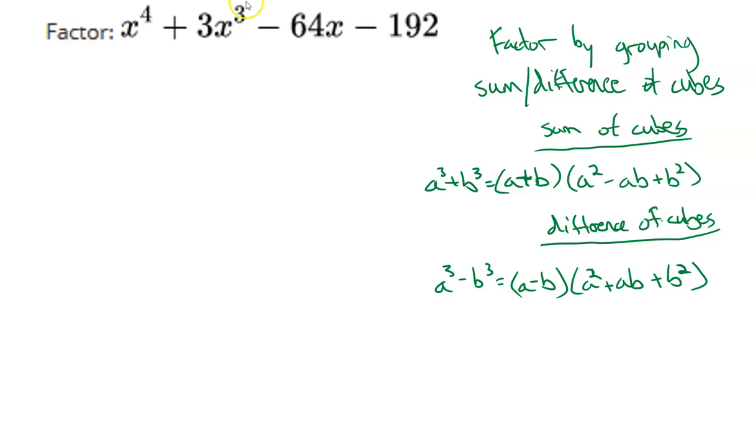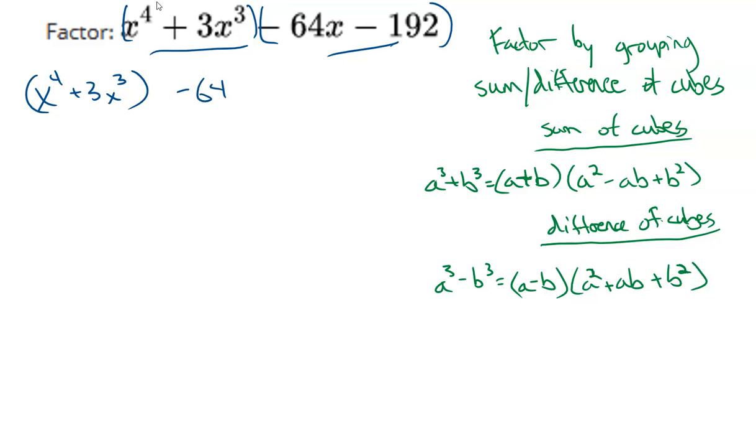And by grouping, I mean you're going to group these two and these two into two separate groups. So I'm going to write them down here grouped. It is x to the fourth plus 3x cubed minus 64x minus 192, like that.